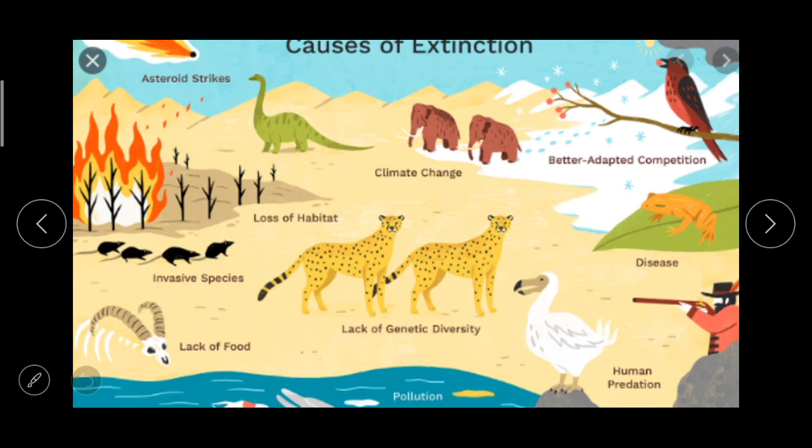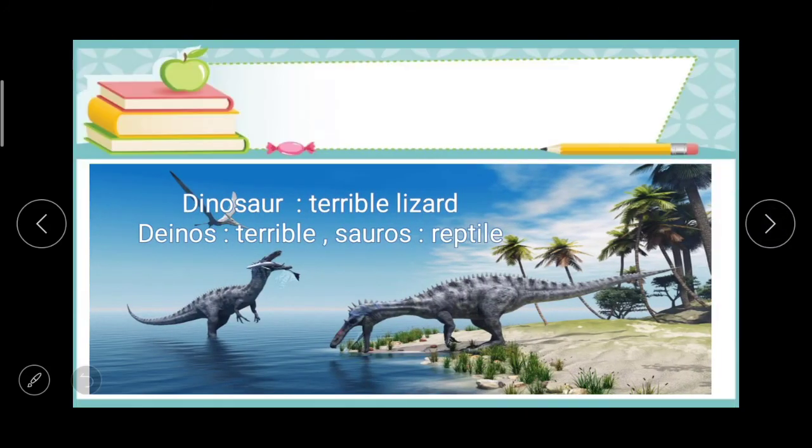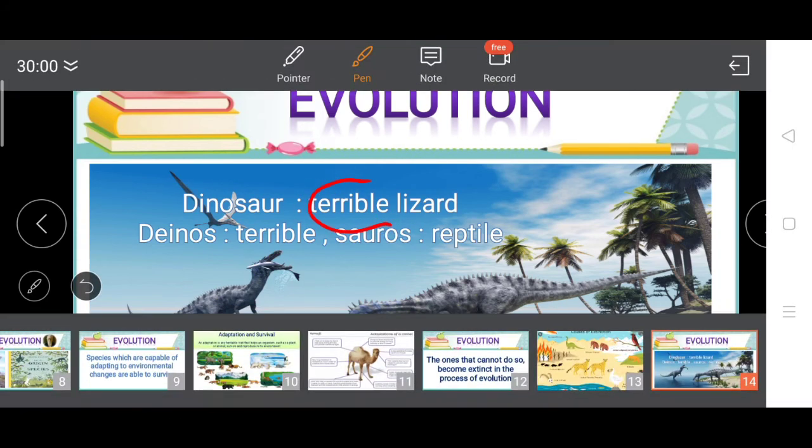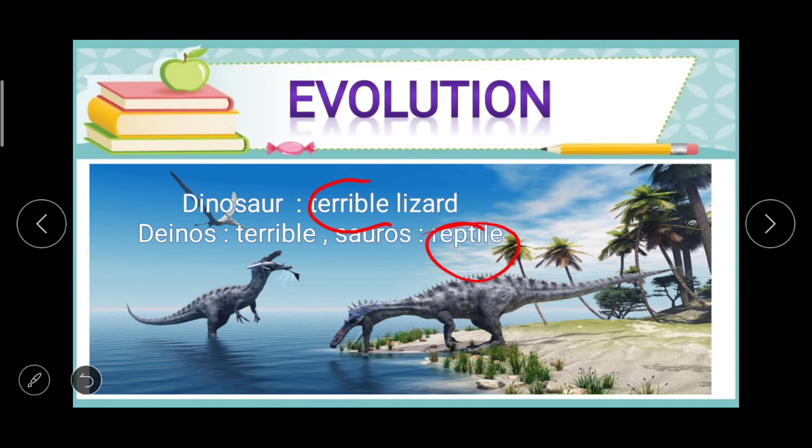Here the number of species and the reasons behind that, but in this the most important word or the very important example is dinosaur. In ancient times there were many species of a type of animal called dinosaur. Here dinos in Greek means terrible, and saurs means reptile. So dinosaur means terrible lizard.